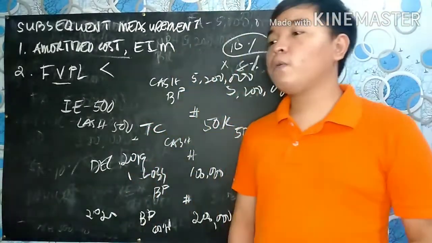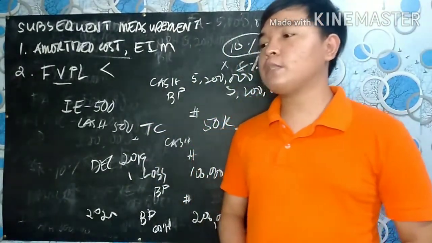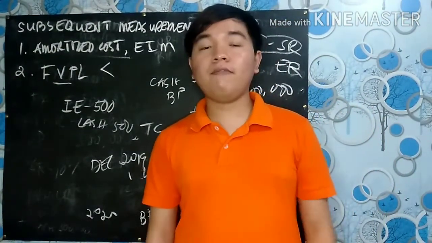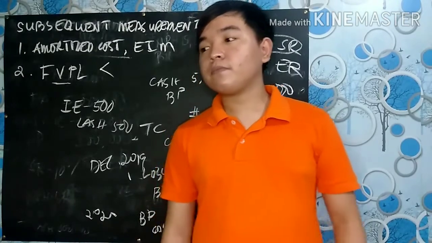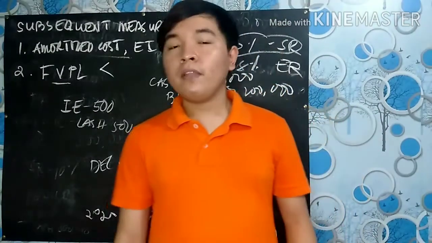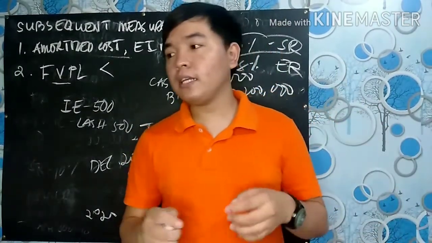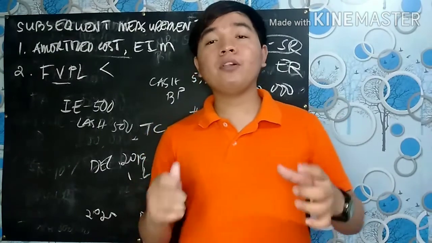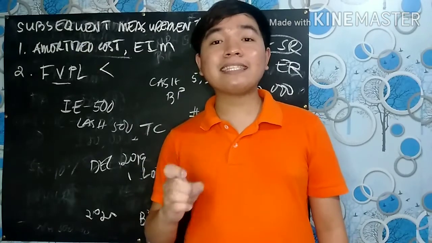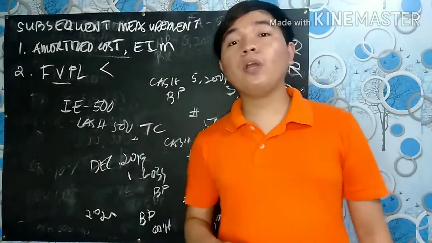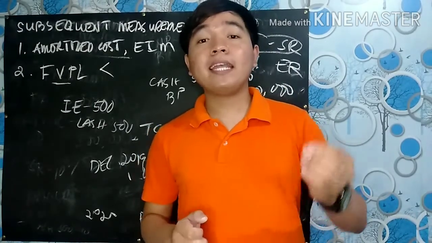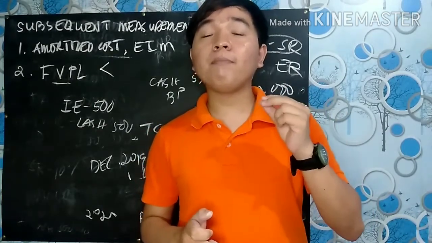So, number 6, how would the amortization of discount on bonds payable affect the carrying amount of bond and the net income respectively? So, the answer is letter A, increase and decrease. So, reverse lang ng explanation ko kanina. So, kapag discount on bonds payable, di ba magiging entry natin doon is debit tayo ng interest expense and credit tayo ng discount on bonds payable. And we all know that discount on bonds payable is valuation account. However, it is deducted to the bonds payable.